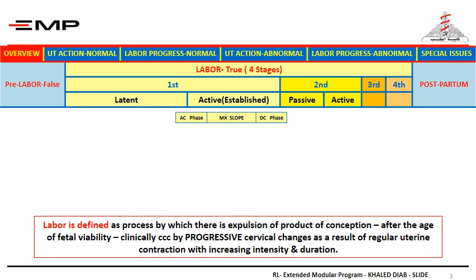Latent phase of first stage of labor is a period of time, not necessarily continuous, when there are painful uterine contractions and some cervical changes, including cervical effacement and dilatation up to 4 centimeters. Established first stage of labor is considered when there are regular painful uterine contractions and there is progressive cervical dilatation from 4 centimeters.